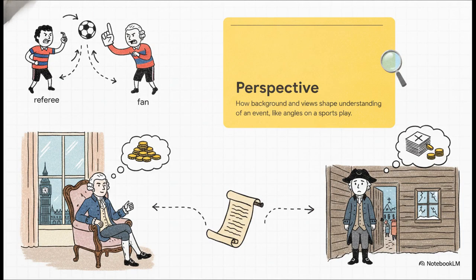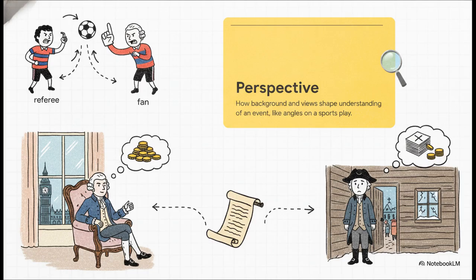Now, perspective can be a little tricky, but think about it like this. Imagine a controversial call on a sports game. A referee and a diehard fan are going to see that exact same penalty totally differently, right? Well, people in history are the same way. They saw events differently based on their own background.